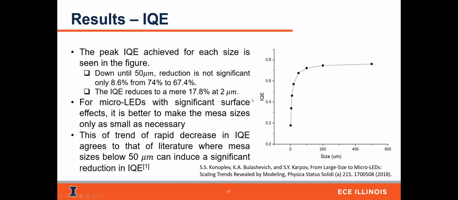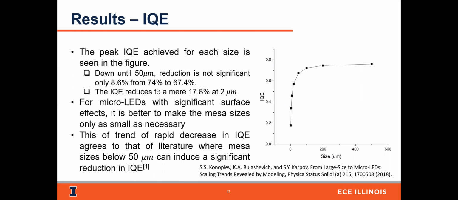Okay, so this is the result. This figure shows the size of the LED as a function of internal quantum efficiency. This is the measurement of the peak IQE. The peak IQE actually is a function of current density, but you can extract it for each individual size. So the peak IQE achieved for each size is seen in the figure.